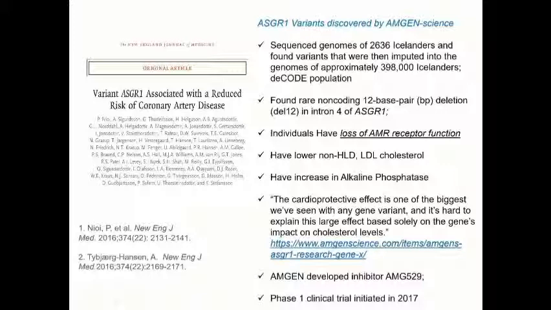But what is really interesting, if you look into the drug development of Amgen, is that the cardioprotective effect is one of the biggest they have seen and cannot be explained by just those cholesterol levels, including a much higher survival of these individuals having just a simple variant of the Ashwell-Morell receptor. So Amgen actually developed an inhibitor using the knowledge of the deletion, and so forth.